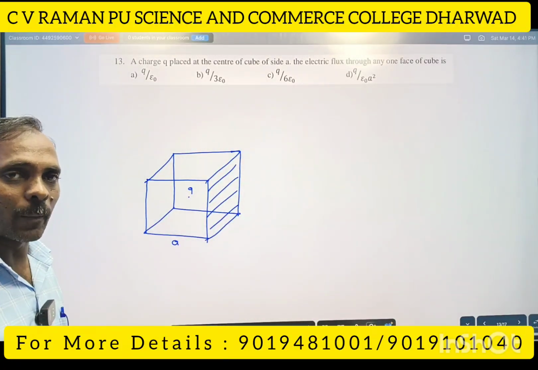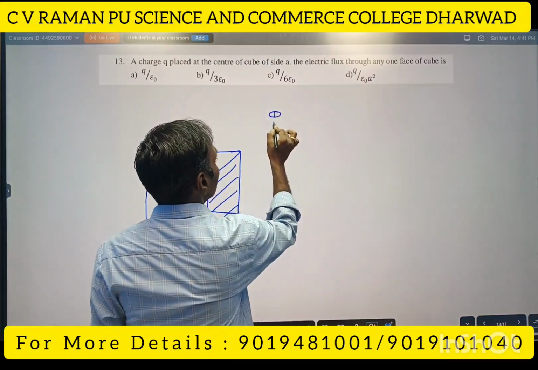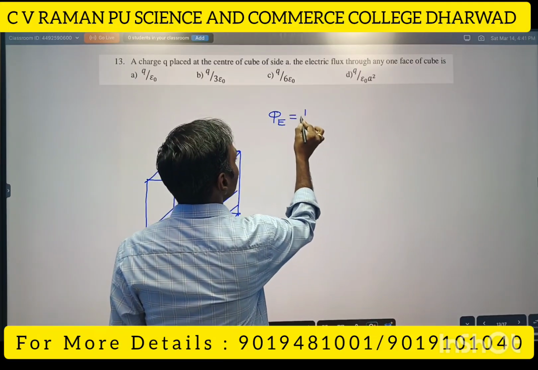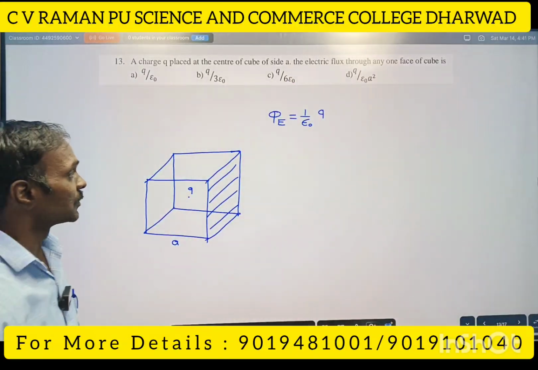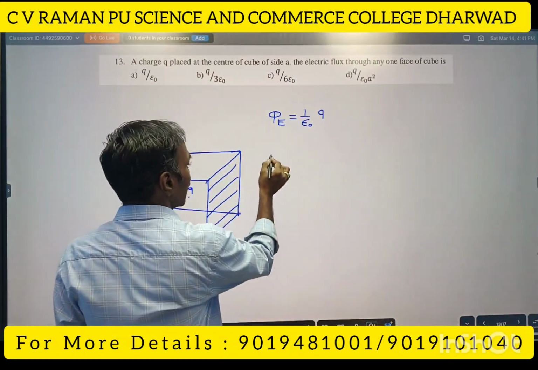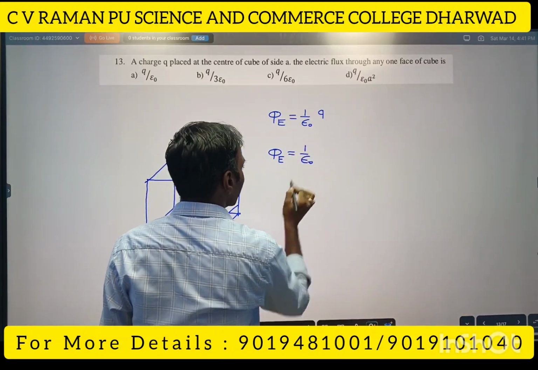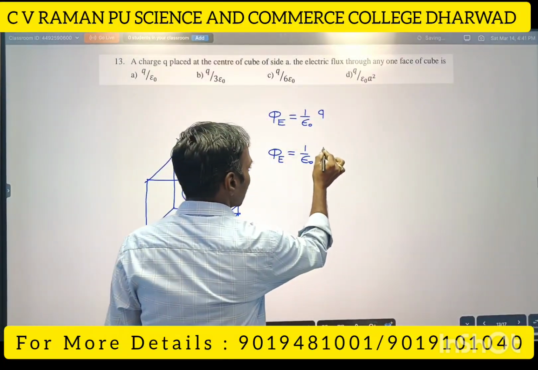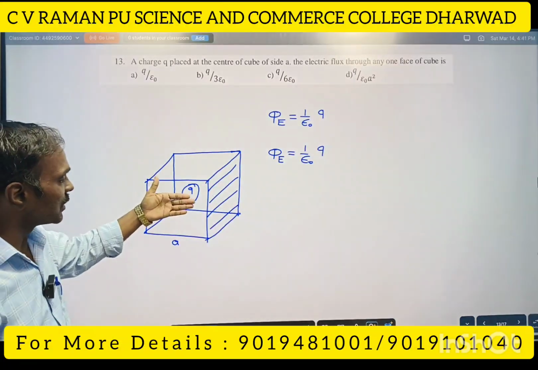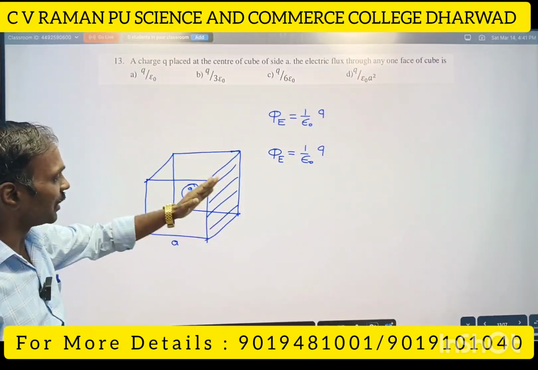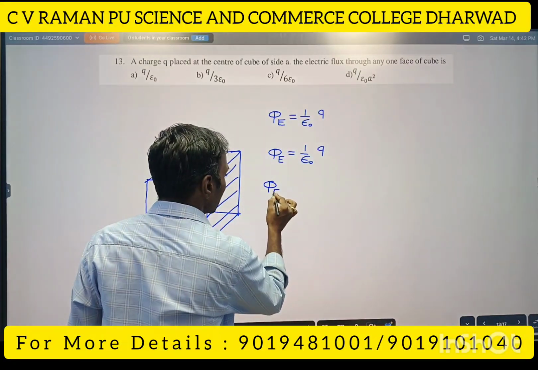For that, we apply Gauss Law. Gauss Law states that the total electric flux through any closed surface is equal to 1 upon epsilon naught times the total charge. So in this case, the total flux through the cube is 1 upon epsilon naught times the charge Q. This is the flux through the cube. As the cube contains 6 faces, 1, 2, backside 3, 4, 5, 6, that flux is divided into 6 equal parts.